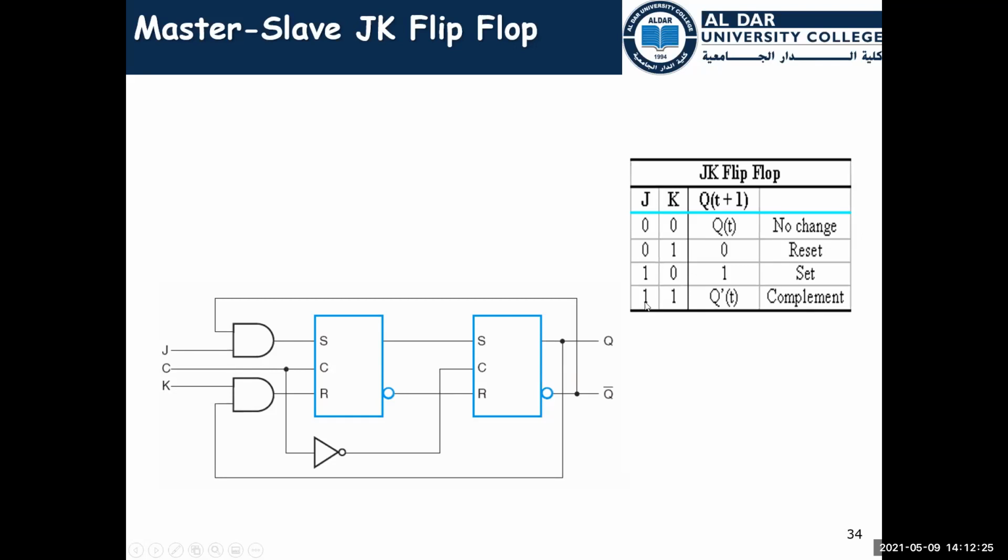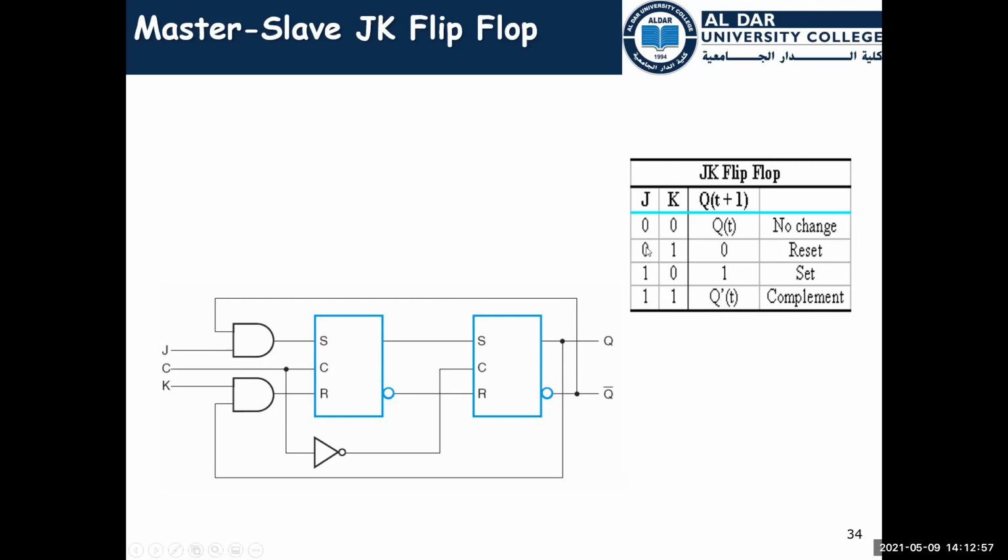And if we have 1 and 1, this is going to give us a complement of the previous state. So if the previous state is 1, this is going to give us 0. If the previous state is 0, this is going to give us 1. So we have here 0 0, keep the previous state, and 1 1, flip or change the previous state. If it is 0, it becomes 1. If it is 1, it becomes 0.